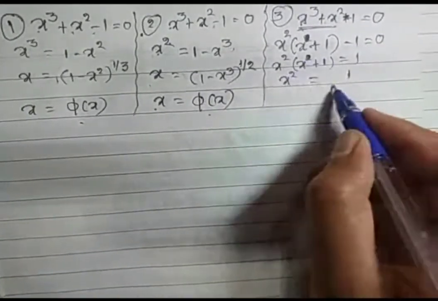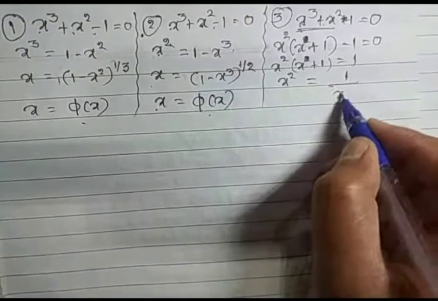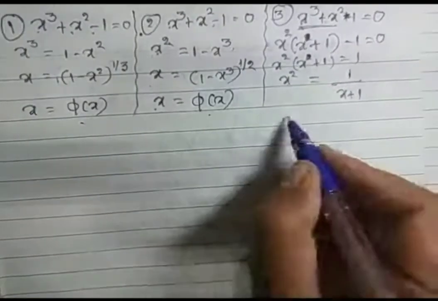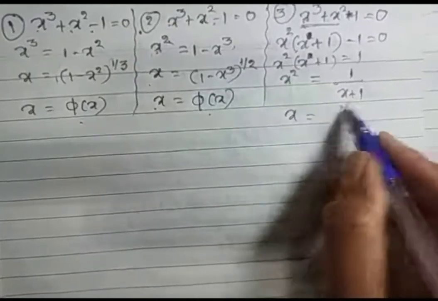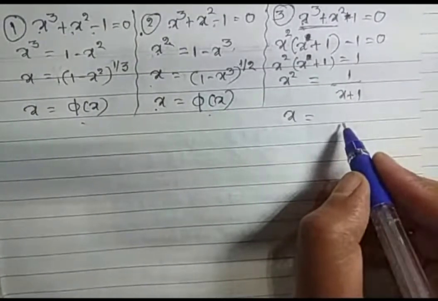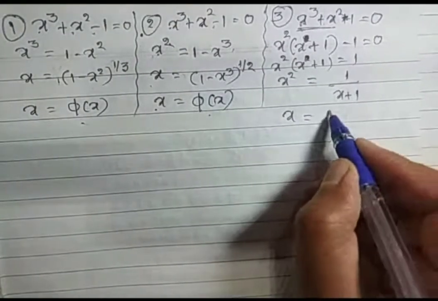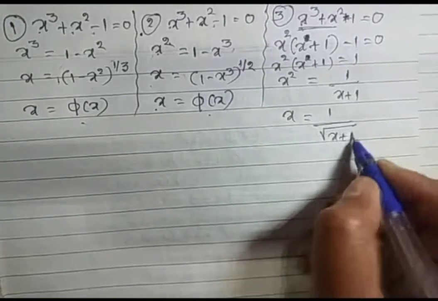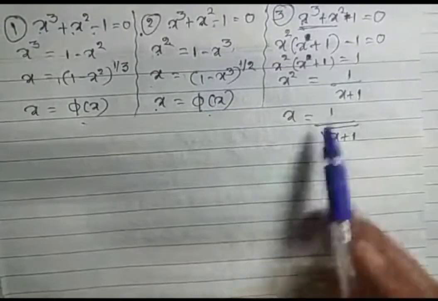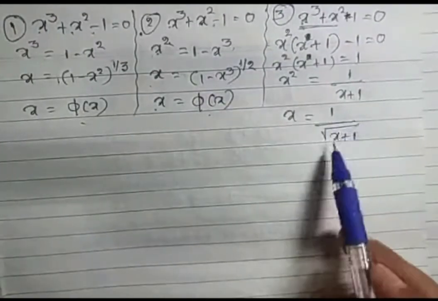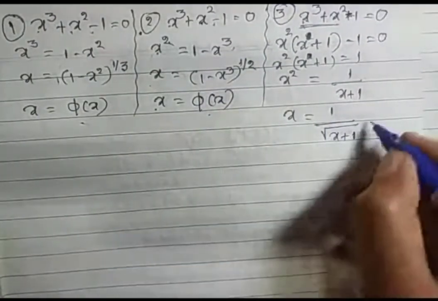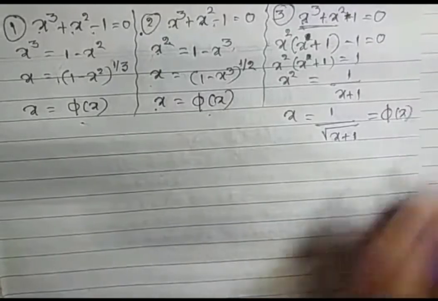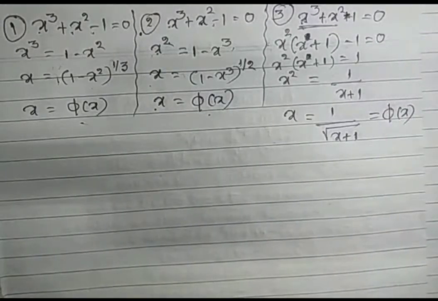If we take the multiplied term to this side, it will be x square is equal to 1 divided by x plus 1. Further, x is equal to the square root of 1 divided by x plus 1, but the square root of 1 is 1 only. So this is x is equal to 1 divided by the square root of x plus 1. This is again one more form of pi of x.